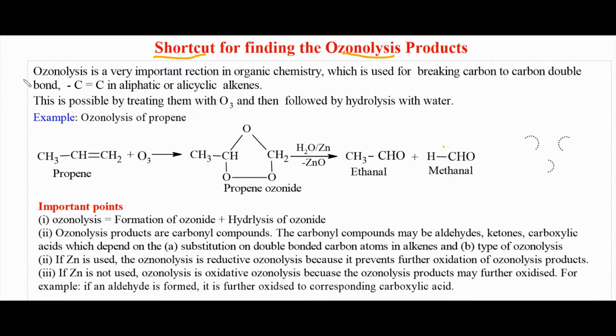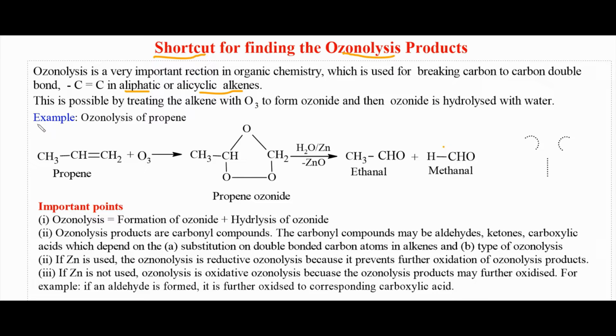Let us first explain what is ozonolysis reaction. Ozonolysis is a very important reaction in organic chemistry. What is the purpose of ozonolysis reaction? It is used for breaking down carbon to carbon double bond in aliphatic and alicyclic alkenes. Whenever we want to break up a carbon to carbon double bond, the first reaction which comes in our mind is ozonolysis reaction.